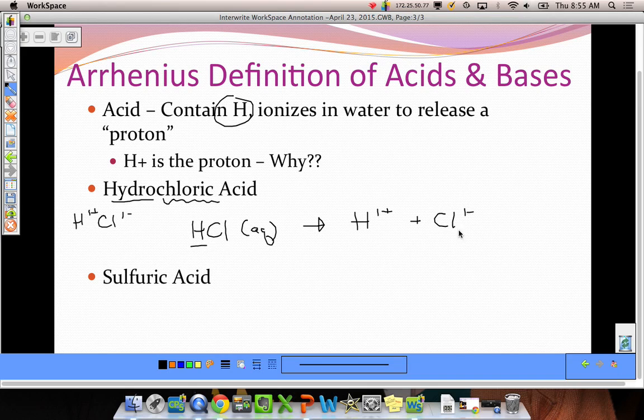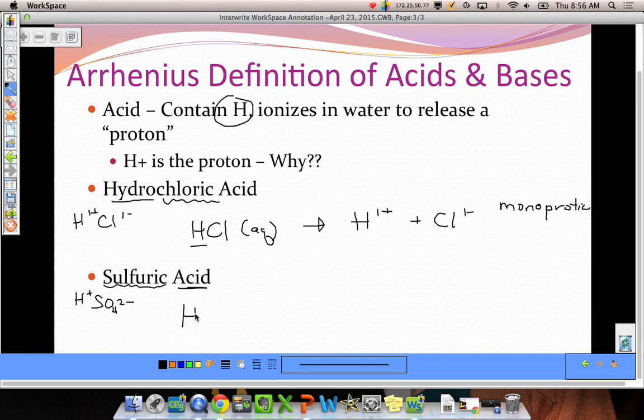Since this has one hydrogen, it's called monoprotic. One hydrogen means it's monoprotic. Sulfuric acid. So it doesn't have the hydro part of it, but it does have acid, so I know that there's going to be an H1+ in making it. Sulfuric comes from the sulfate ion. So we have to think back to last summer what the sulfate ion is. What is the sulfate ion? Go ahead, Anna. Yeah, I get H2SO4 because SO4 is a 2-.